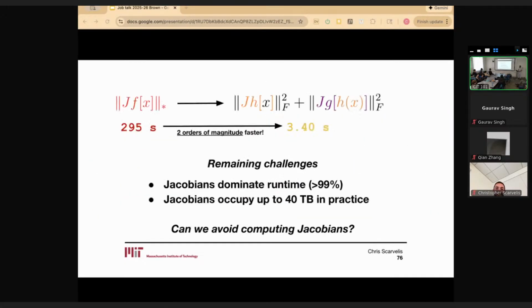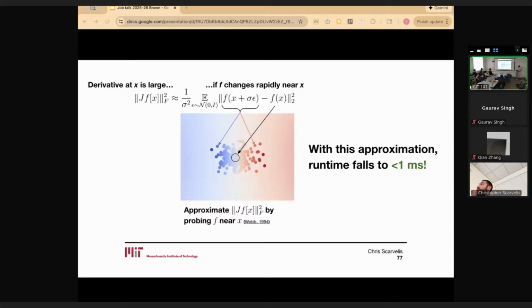Okay, great. So the goal now is to avoid needing to even compute those Jacobians in the first place, because that's very costly if you have high dimensional inputs. And the good news is that this regularizer is easy to approximate using some well-known methods from the 90s that only require us to probe a function's values near a point.